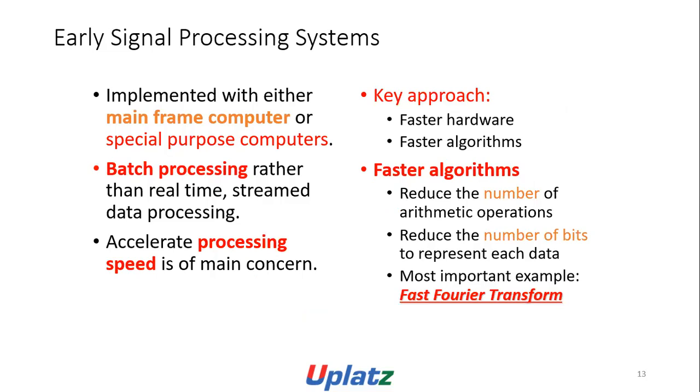Early signal processors were implemented with either mainframe computers or special purpose computers, with batch processing rather than real-time streamed data processing. Algebraic processing speed was the main concern. Key approach: faster algorithms. Faster algorithms reduce the number of arithmetic operations and reduce the number of bits to represent each data. Most important example: fast Fourier transform.